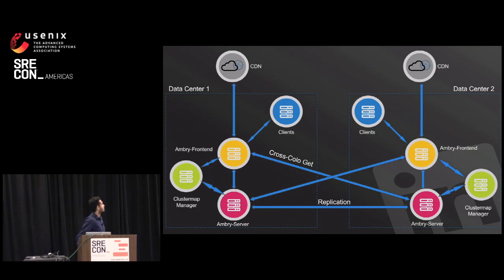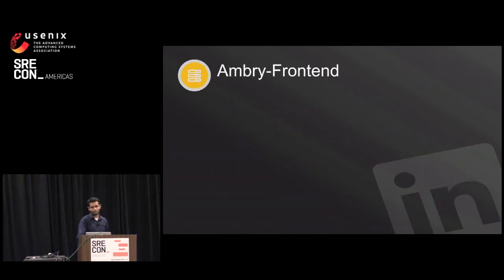Most of the customer requests are handled by the CDN. In case there's a miss in the CDN, it either queries the internal clients or queries Ambry directly. Most of the client requests go to the front end. The front end acts as a bridge between the clients and the server nodes. It uses the data in the cluster map manager to route the request to the appropriate server nodes and returns the data. Now let's take a look at the components one by one.